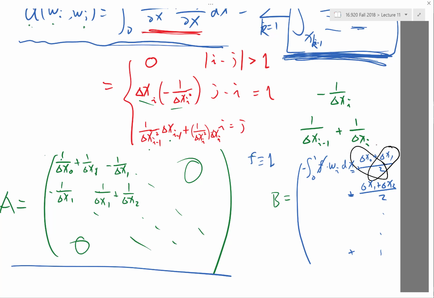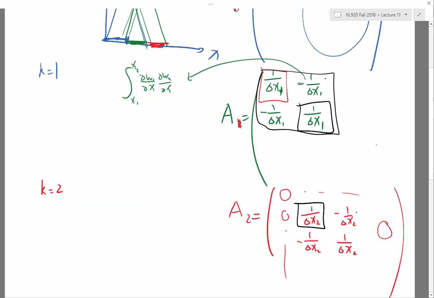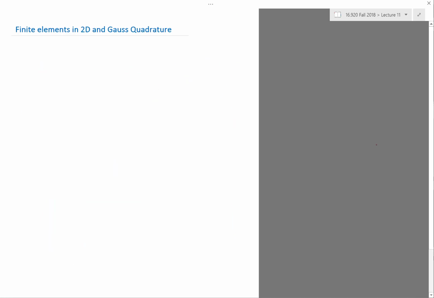All right. Okay, so this is basically the practical way of doing finite elements.